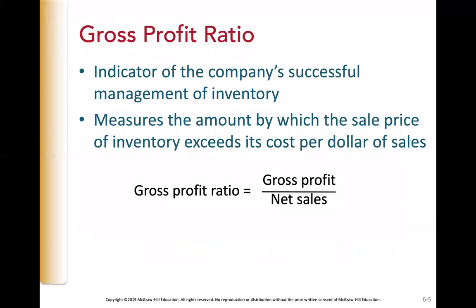Another formula that is used is the gross profit ratio. This is another indicator of the company's successful management of inventory. It measures the amount by which the sale of inventory exceeds the cost per dollar of sales. The formula for the gross profit ratio is gross profit divided by net sales.